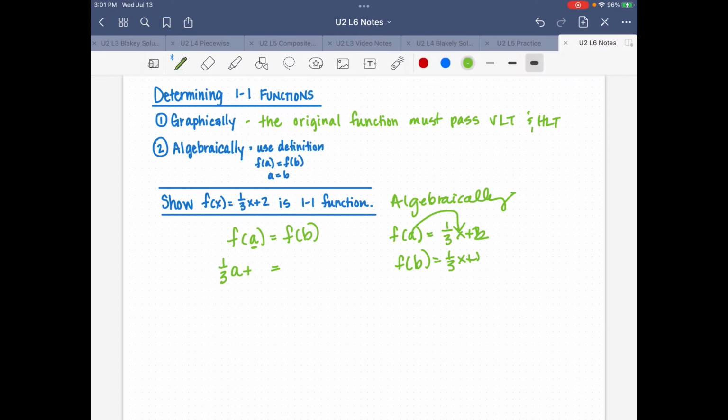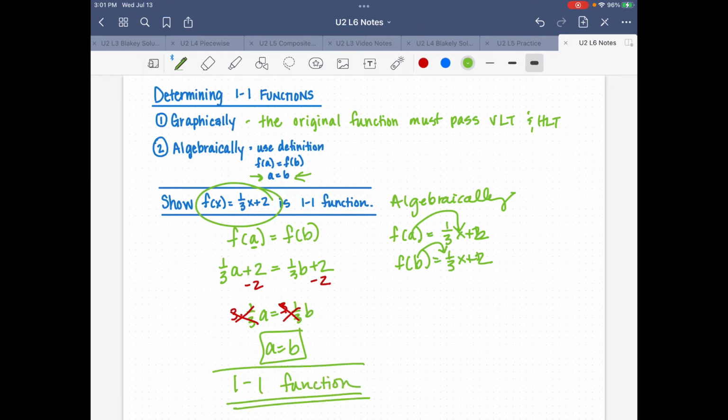Now then, I'm looking to get a is equal to b. So I'm going to subtract 2 from both sides, and I get 1/3 a equals 1/3 b. I'm going to get rid of my 1/3 by multiplying both sides by 3, and I'm left with a equals b. So since I get a equals b, then this is a one-to-one function. Okay. This will get easier, I promise.